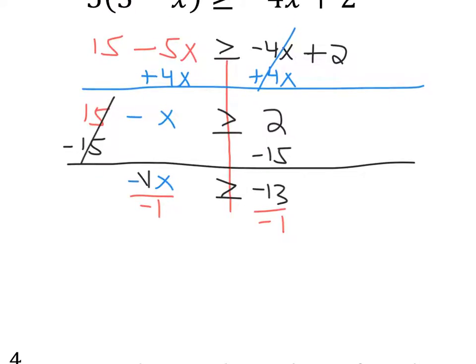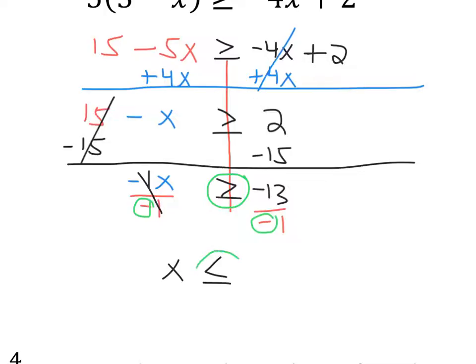So on the left side, the negative 1s cancel out, so now you're just left with x. And this is the rule that I was talking about in the beginning of this problem. Since we divided by a negative, the inequality sign is going to flip around. So now it's x is less than or equal to.